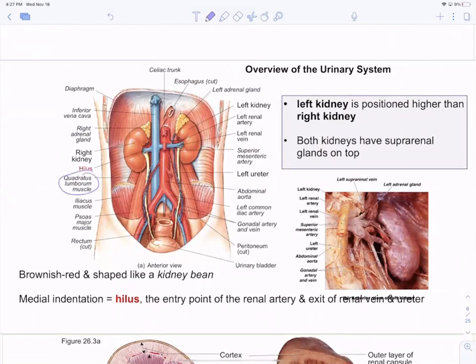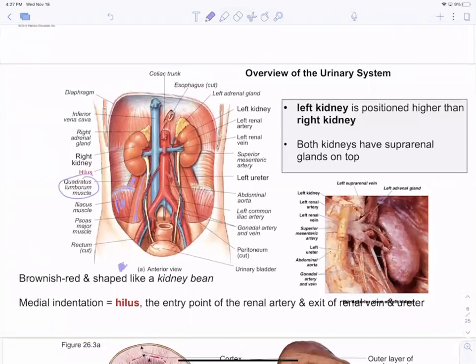Remember, quadratus lumborum is back here attached to the iliac crest. You have the iliacus, and you have the psoas major that comes down, goes behind the peritoneum, and will become the iliopsoas attached about here. So just kind of going through these fun muscles.